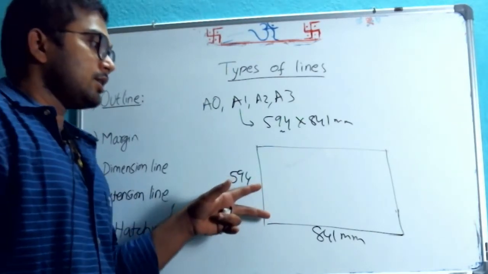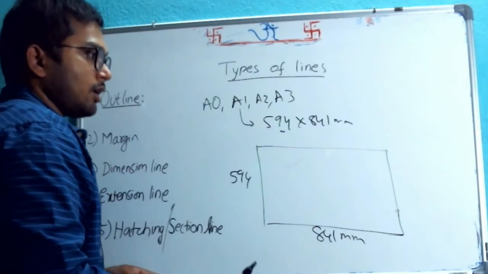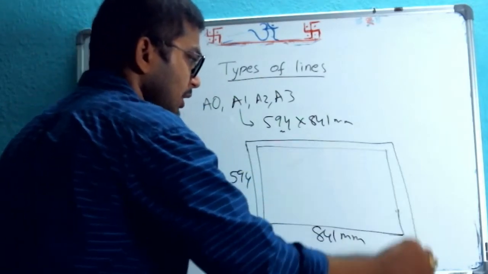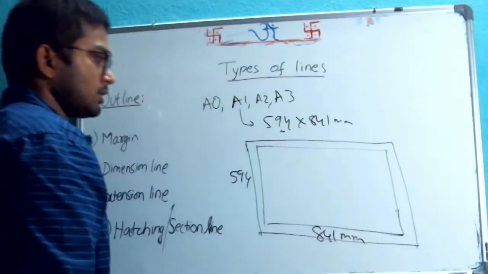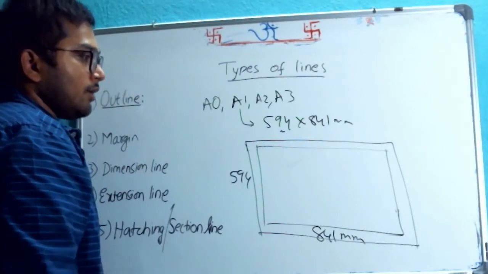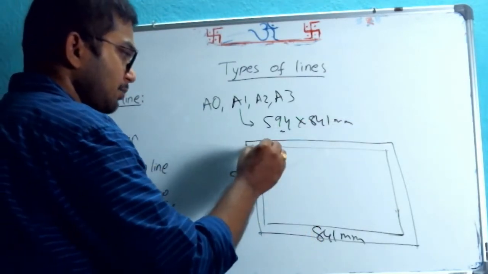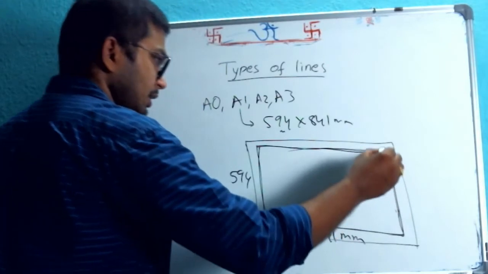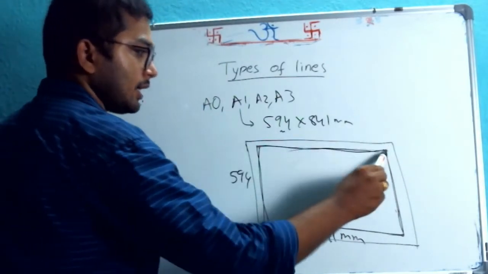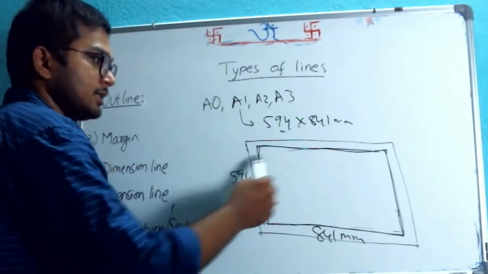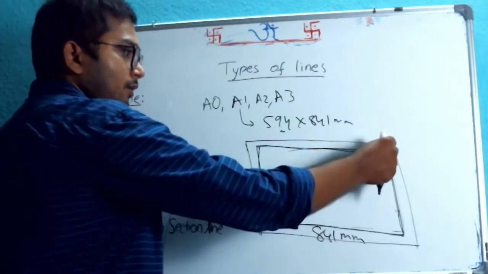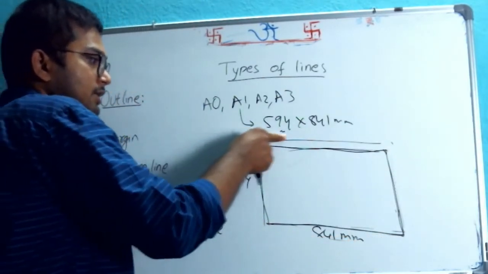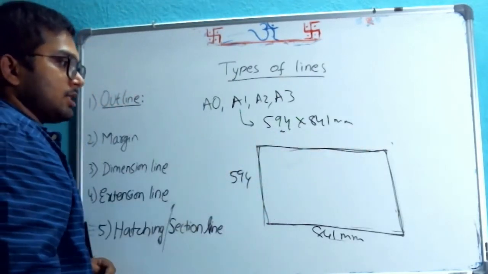Now the raw charts are not trimmed to this size. They are a little bit bigger than that, not very much. We call them untrimmed charts. In the untrimmed charts, when we print, this border is the exact size of 594 by 841. These lines we call margin lines. These are thick and continuous lines. After we trim, we get the exact size of the chart, the exact A2 size, sorry, A1 size. Those we call margins.